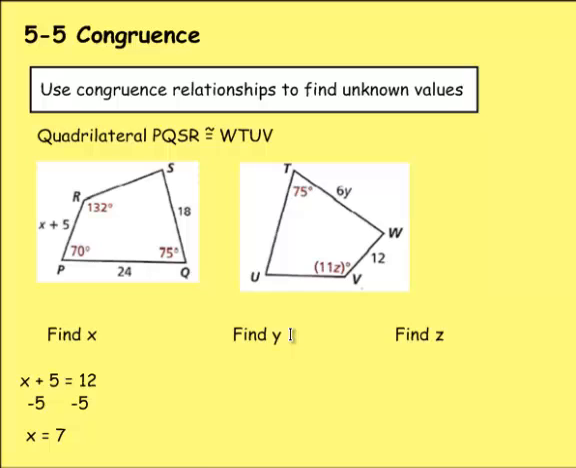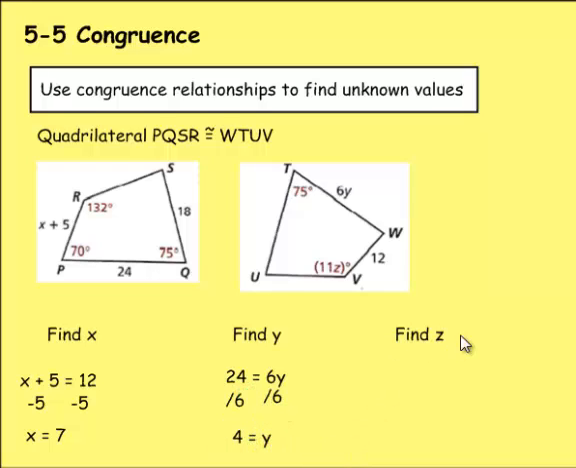Now we can find y. y is over here, and I see that y is between W and T. So here's WT here. And remember, name order matters, so I'm going to look between P and Q here. So PQ equals 24. WT equals 6y. So 24 equals 6 times y. Divide both sides by 6. Then y would equal 4.